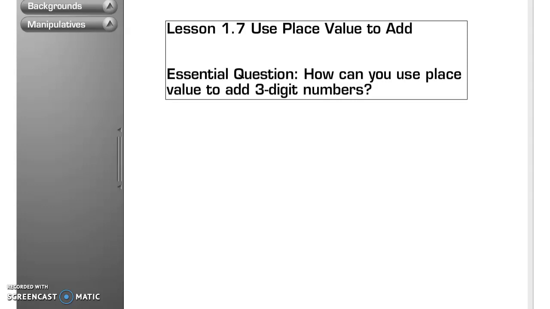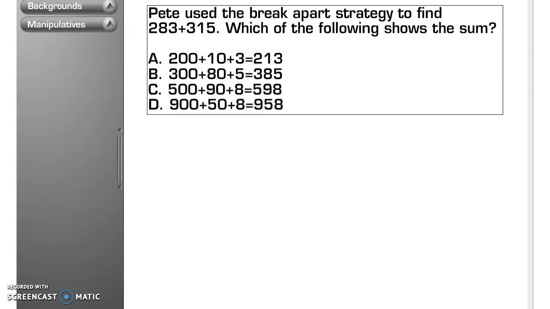Today is lesson 1.7, use place value to add. Our essential question is, how can you use place value to add three-digit numbers? So we will continue using place values throughout this lesson, and we will be learning how to add three-digit numbers.